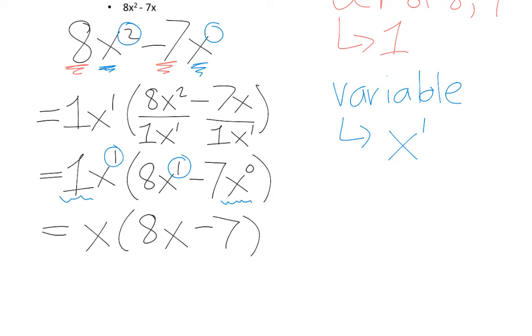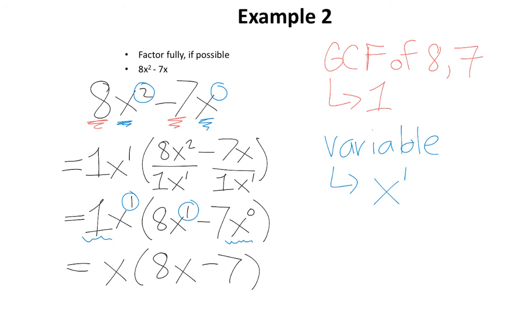Therefore, when factored fully, our expression 8x squared minus 7x actually becomes x bracket 8x minus 7. And of course, you can always check your work by using the distributive property.